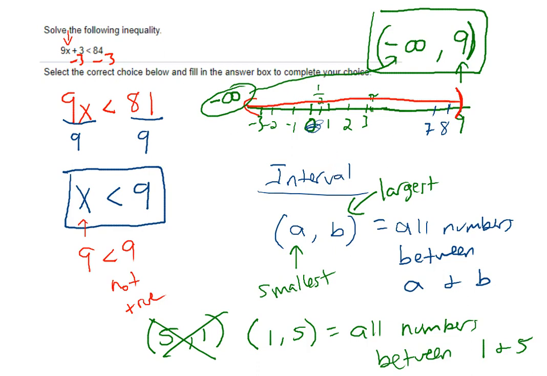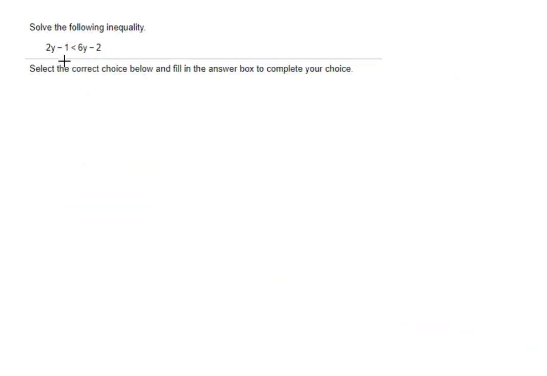All right, let's take a look at another example. All right, so we have 2y minus 1 is less than 6y minus 2. Sorry, I said x. It's y.